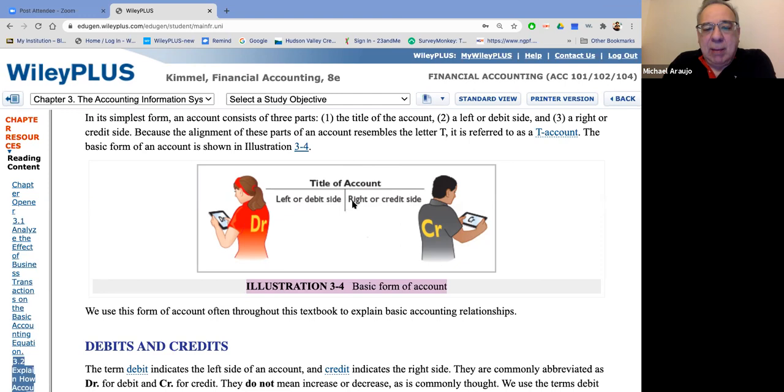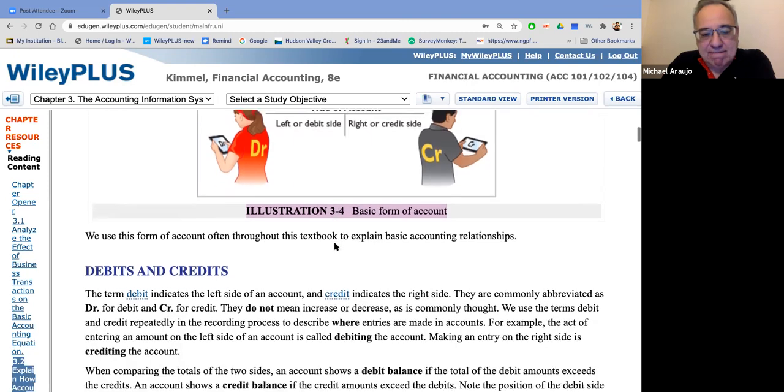Titles. But all accounts, regardless of what account, are going to have two sides. One side is going to increase the account, tell us there's more of it. The other side is going to decrease the account, tell us there's less of it. Accountants talk in terms of debit and credit because they're talking about what side of an account is affected by a transaction. And that's how you need to learn this in this class.